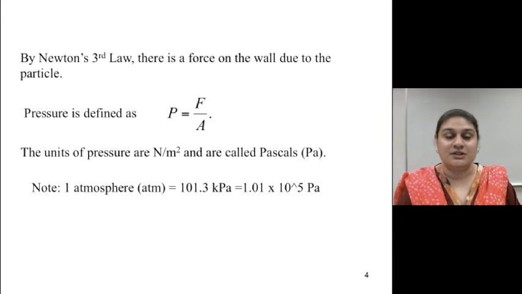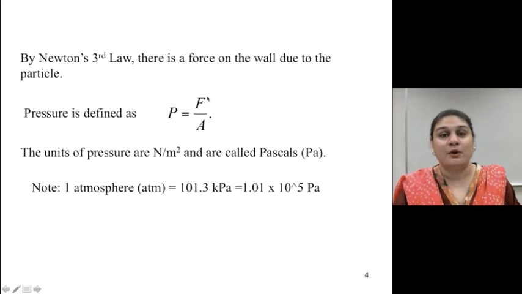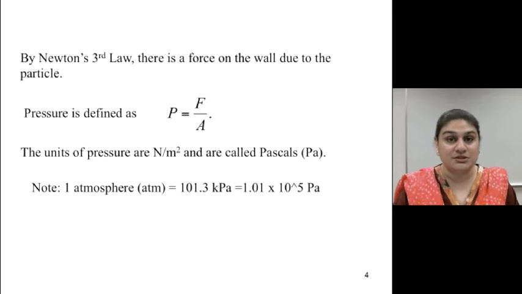Newton's third law says that when a particle hits the wall, there is a force on the wall due to the particle. So pressure is defined as force per unit area: the force that something applies on the wall of the container, divided by the area over which that force is applied. The units of pressure are newtons per meter squared. As you can tell from this equation, force is in newtons and area is in meters squared. In general, they are called pascals.